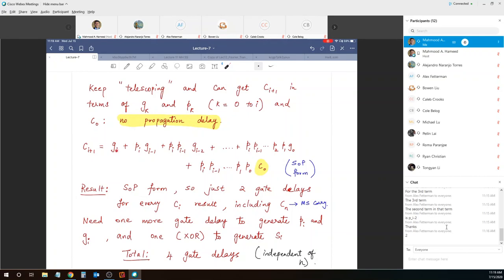You see, to generate C sub I plus 1, what do you have? One term, 2 things getting ANDed, 3 things getting ANDed, 4 things getting ANDed, and so on. If the number of bits in the numbers, 12 bit, 14 bit, and so on, if n increases, the fan in of these AND gates will keep on increasing. So fan in is the problem here.